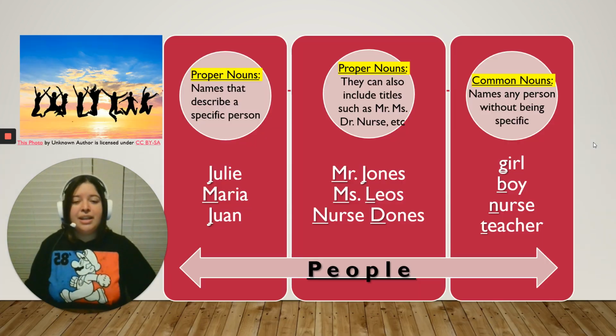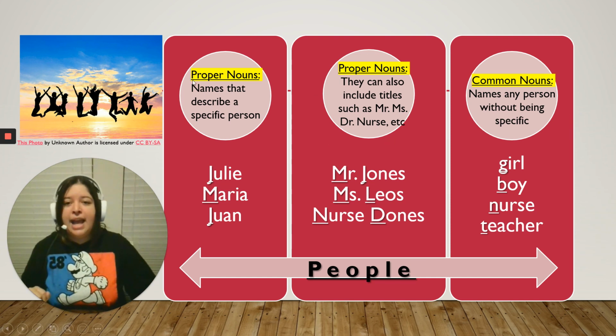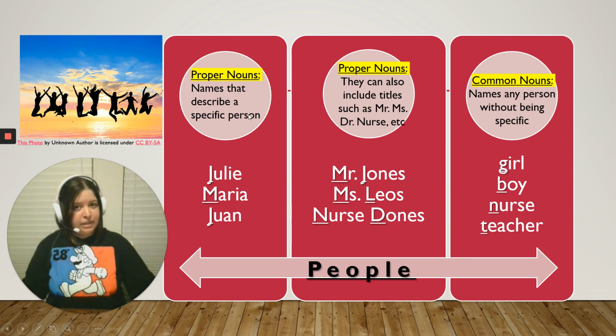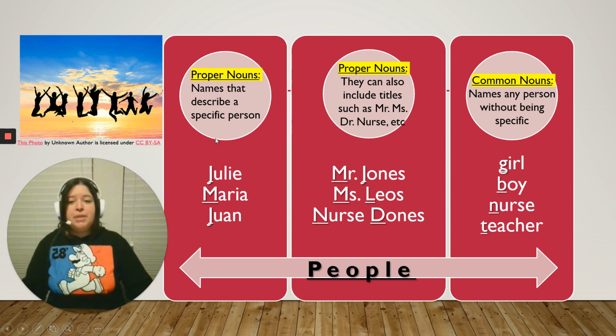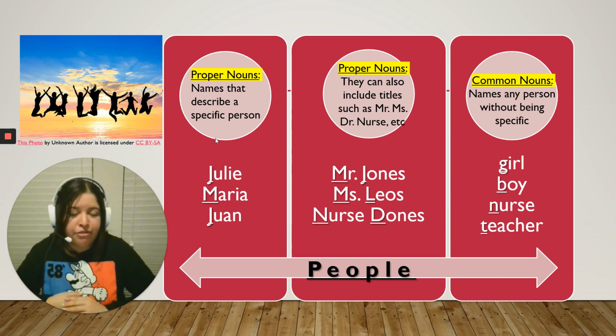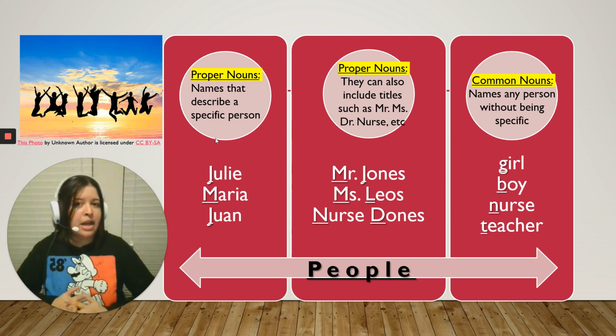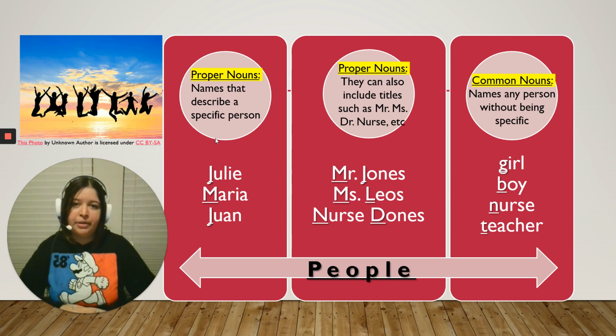Let's take a look. The first one that we're dealing with is people. Let's take a look at the first two columns in red. They have proper nouns and proper nouns, but then the third one is common. So let's take a look at the differences. Proper nouns that name people describe exactly who you're looking for or exactly who you're talking about. For example, Julie, Maria, or Juan. And notice that those three names all begin with a capital letter because it's a specific name of a person.